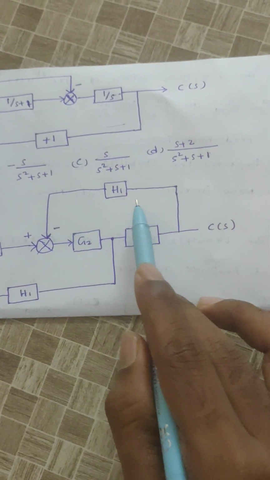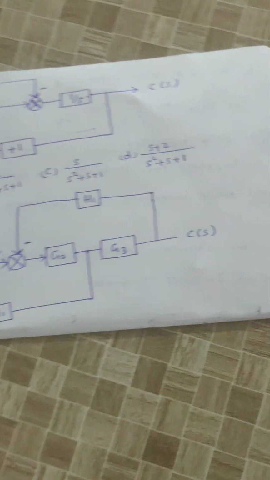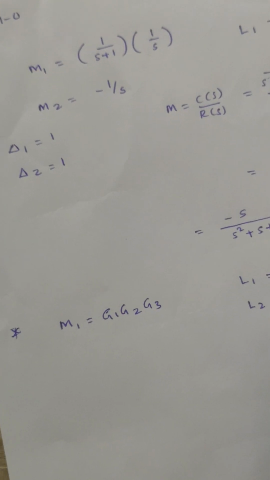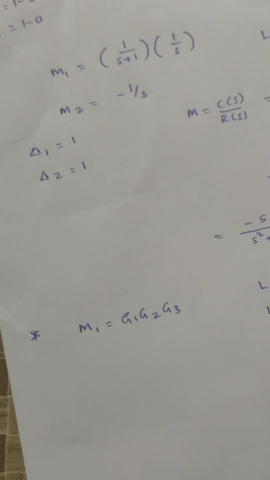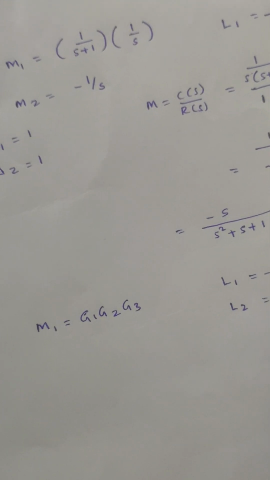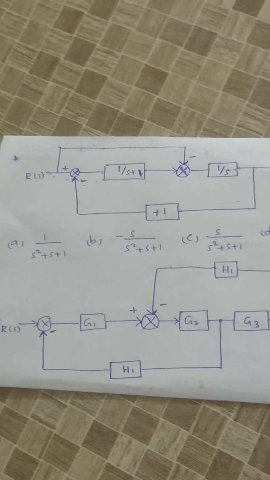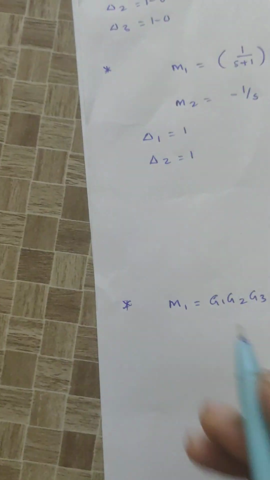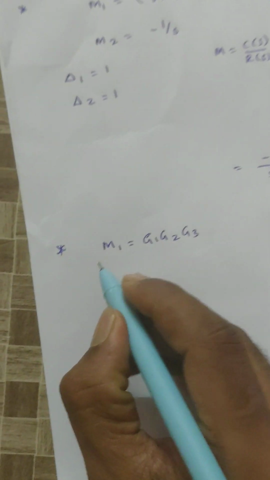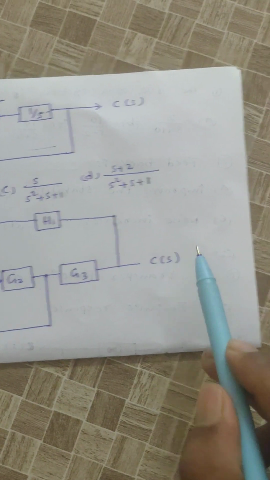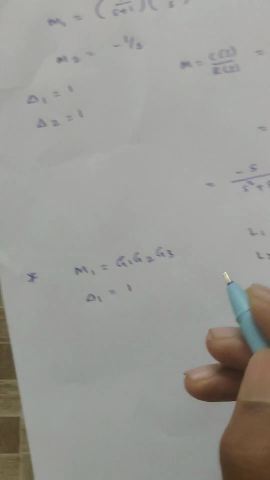Next loop 2, minus G2 G3 H1. Both are H1, it is given, no problem, right? Next, only one forward path means you are having delta 1. Okay, this forward path is touching all loops, right? Delta 1 value is 1, right?